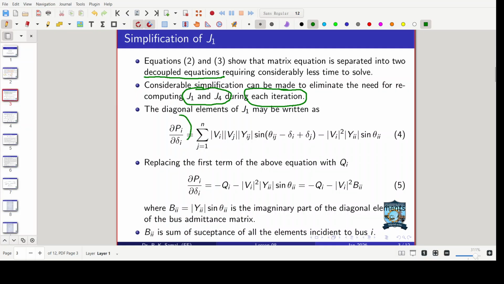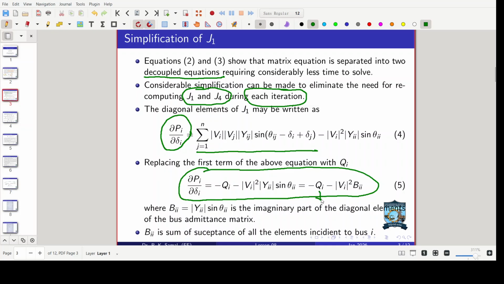In that endeavor, we get the equation for dou Pi by dou delta, replacing the first term of the equation with Qi. So we get dou Pi by dou delta as simply reactive power minus voltage square into the fixed element which can be obtained from the Y bus matrix, that is Yii sin theta, which is the imaginary part of the diagonal elements of the bus admittance matrix. In fact, Bii is the sum of susceptance of all the elements incident to bus i.